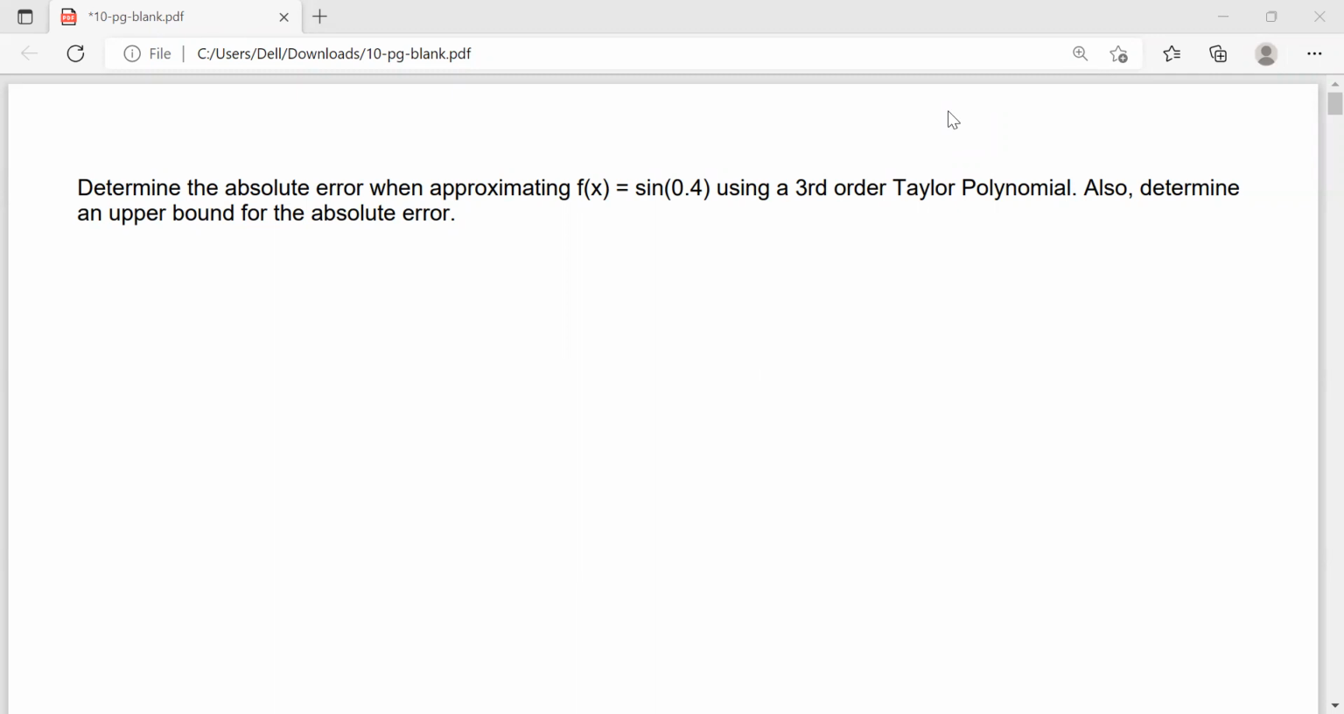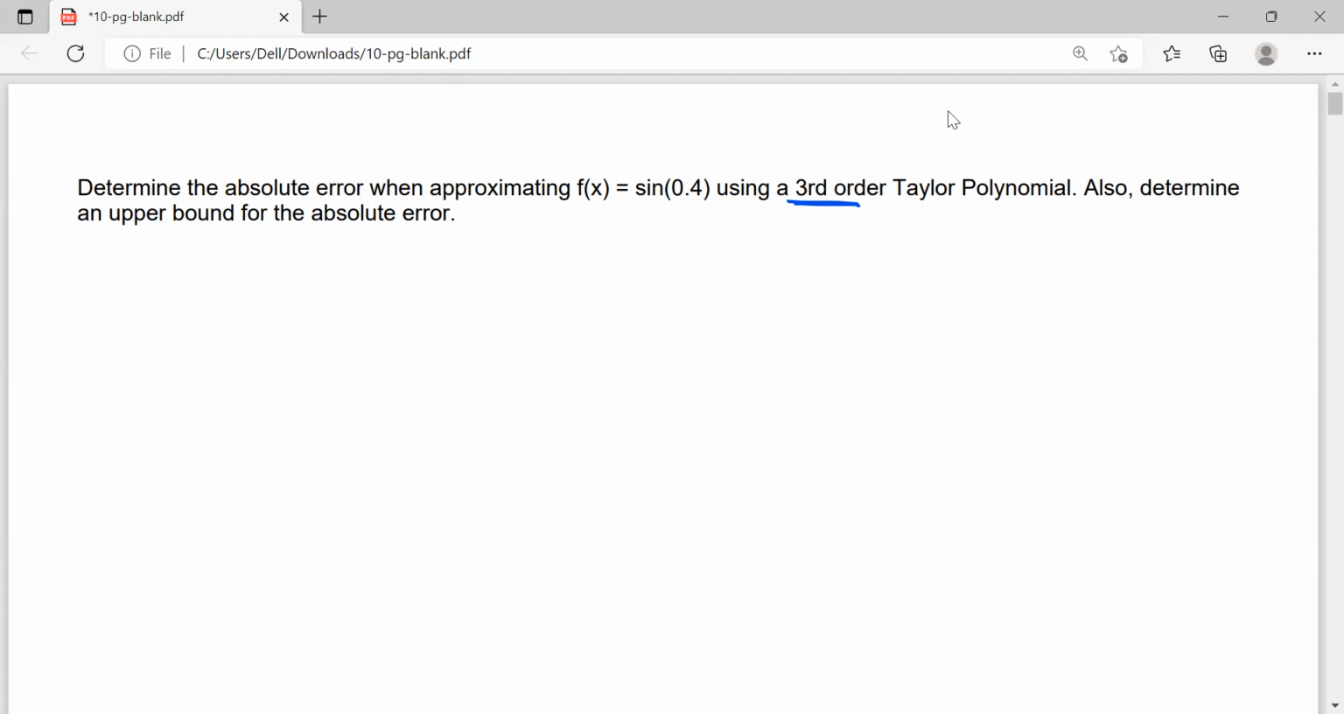Here we are going to see a question: determine the absolute error when approximating the function f of x equals sine 0.4 using a third order Taylor polynomial. So here we are going to do a Taylor polynomial for sine 0.4 for third order Taylor polynomial, and also we are going to find an upper bound for that absolute error.